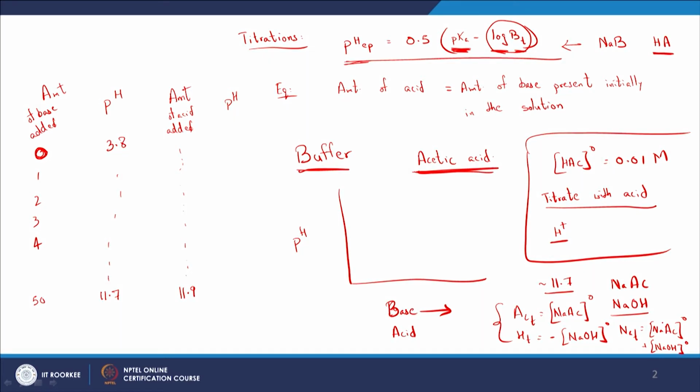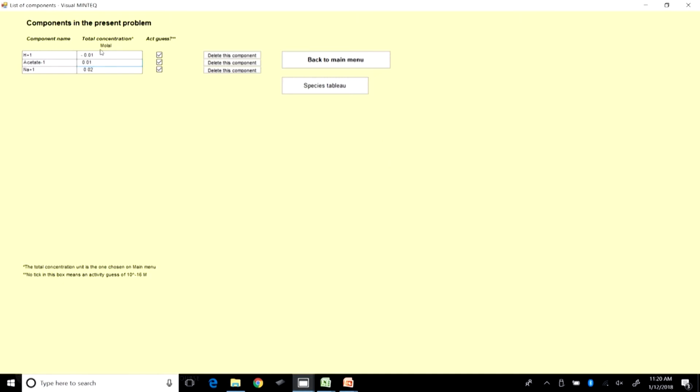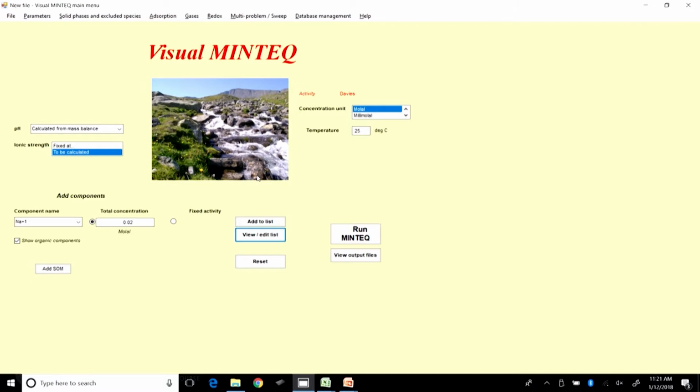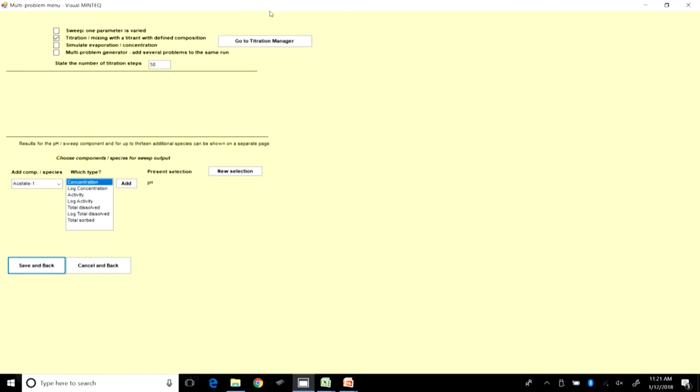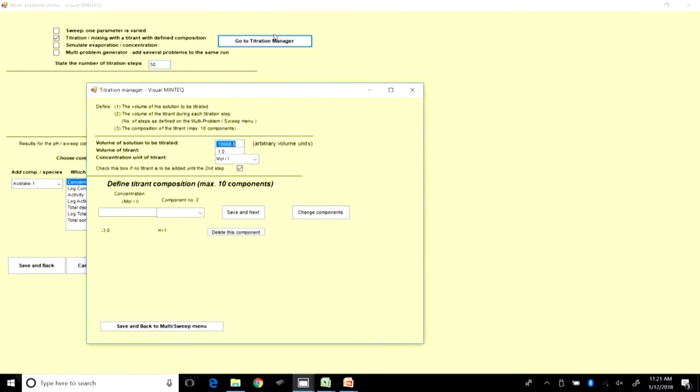So let's go back to where we are, the list of components. These are the relevant components here. Back to main menu and multi problem and sweep. So I am going to still stick with 50 titration steps, and I am still only going to look at pH. But in the titration manager, where earlier we added a base, that's what -3 indicates, we need to add an acid now. So to be able to have a comparable graph, I am going to keep the concentration of acid the same and all the other units the same, right.